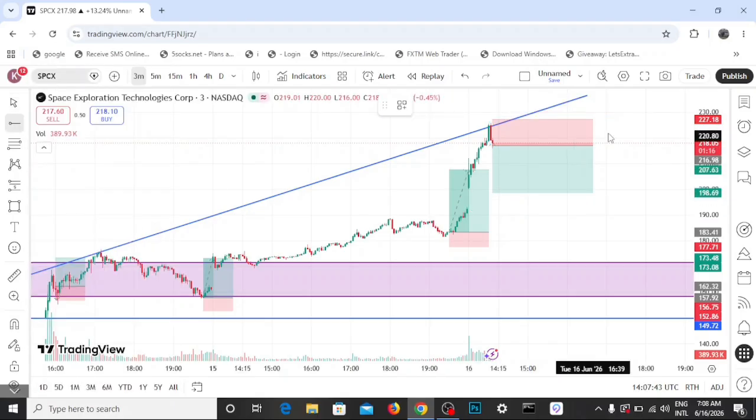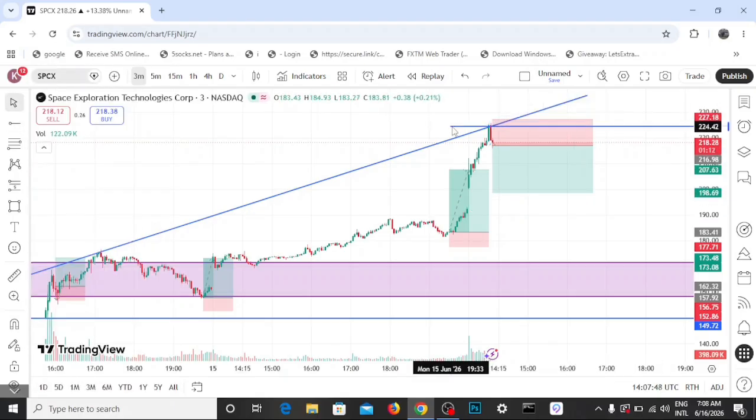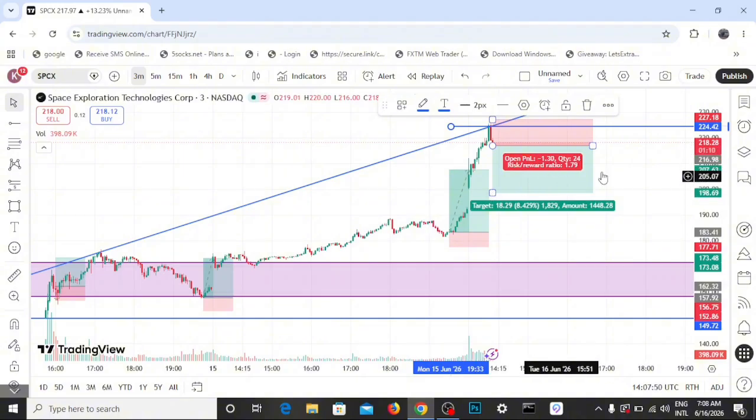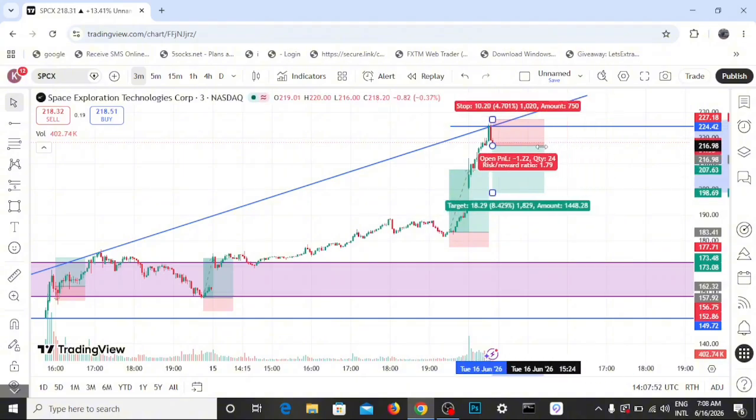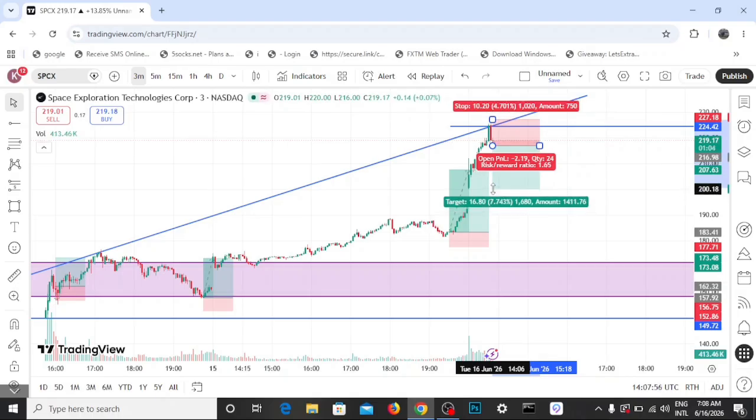Horizontal ray right here. Okay, I'll set my sell zone now. Set my TP level for 1 to 2, basically 1 to 2.